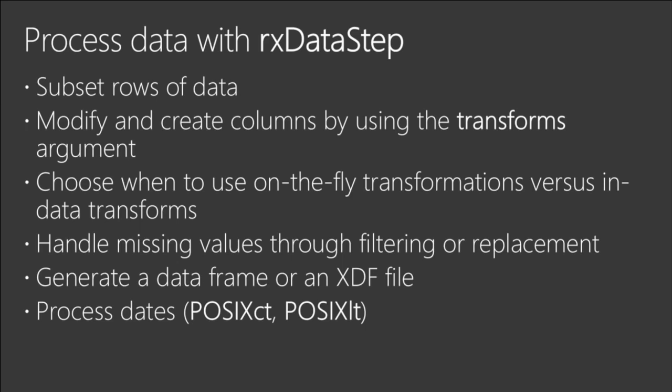You can do this with filtering, or you can replace; I have an example of that also. And then, do you want to create a data frame or an XDF? I mentioned that earlier. If you don't use an outFile argument, you'll get a data frame. Sometimes you want that, sometimes you don't. And then you want to understand a little bit about processing dates. There are really two main ways to deal with dates inside of R: POSIXct and POSIXlt. Just understand what you're working with there. If you search for POSIXct in R, you'll get a help file that talks about the difference between those two. It's just something you want to spend a little time looking at.